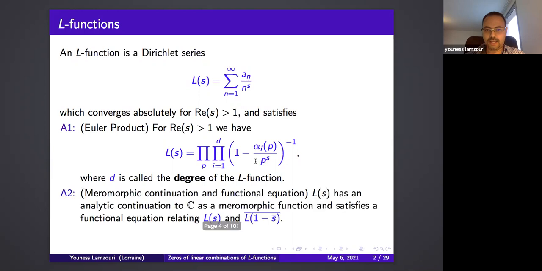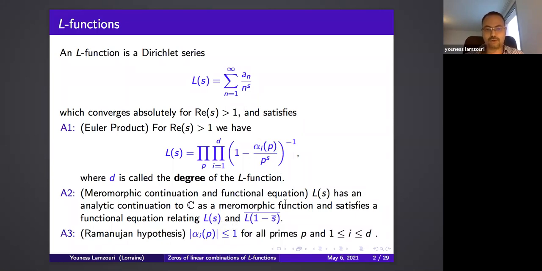And we would like the L function to have an analytic continuation to the complex plane as a meromorphic function and satisfy a functional equation that relates the values at s with the complex conjugate of the values at 1 minus s bar. I will give you exactly what kind of functional equation we need later on. And then we want these coefficients to behave nicely, in fact, to be bounded. This is what we call the Ramanujan hypothesis, that all these coefficients are bounded by one.